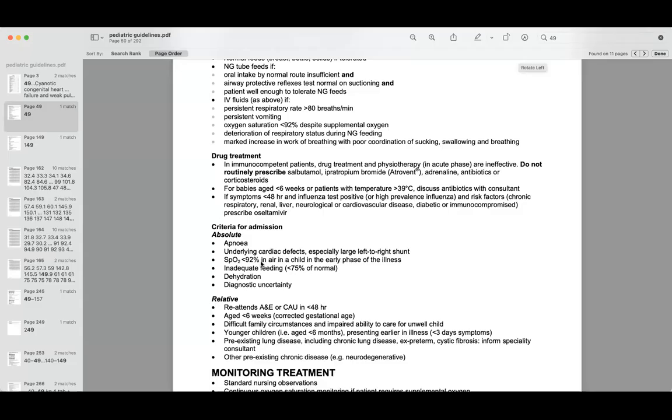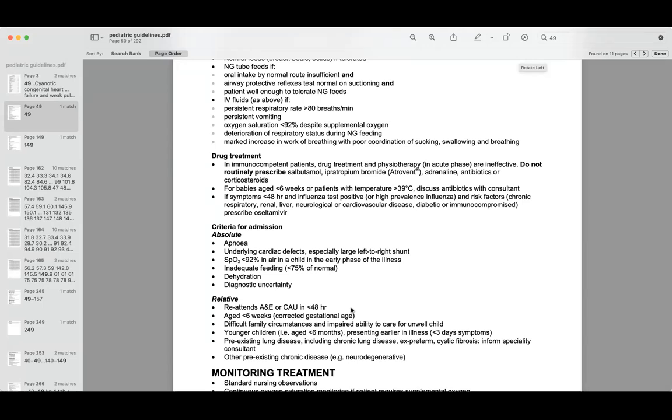SpO2 less than 92 in air in a child with early phase of illness means he has come in a deteriorated way. Early phase of illness means he came to you, but he looks unwell. So: less than 92, cardiac defects, apnea, feeding less than 75%, dehydration, and diagnostic uncertainty. You are not sure it is just bronchiolitis.